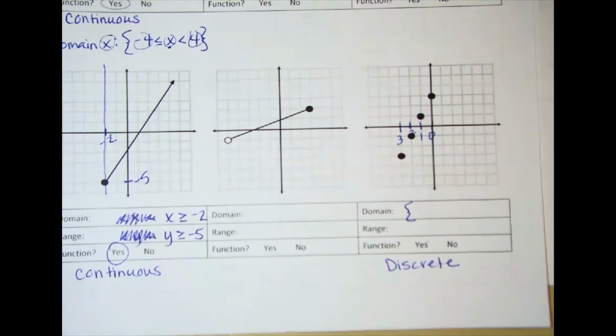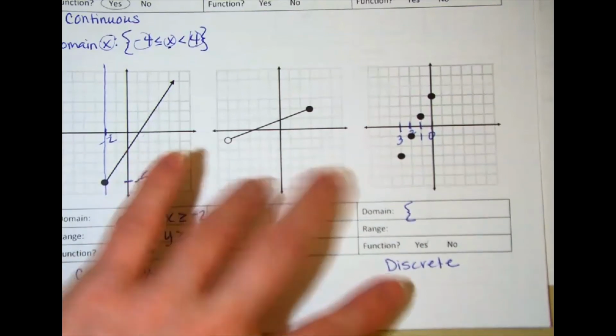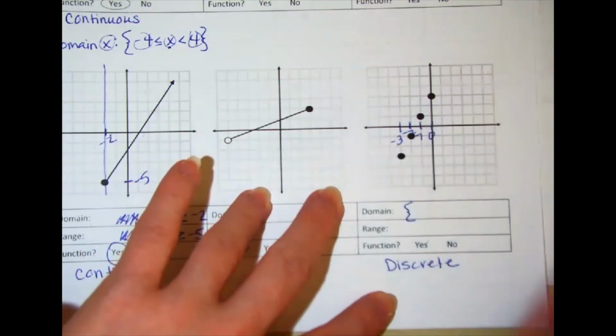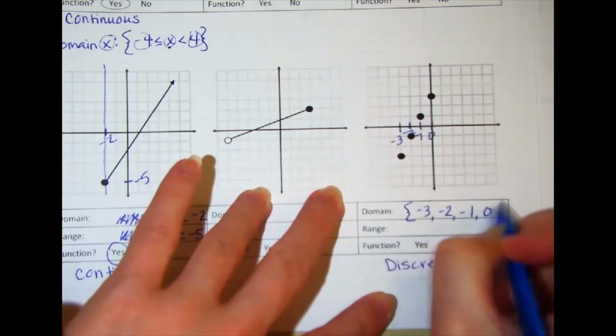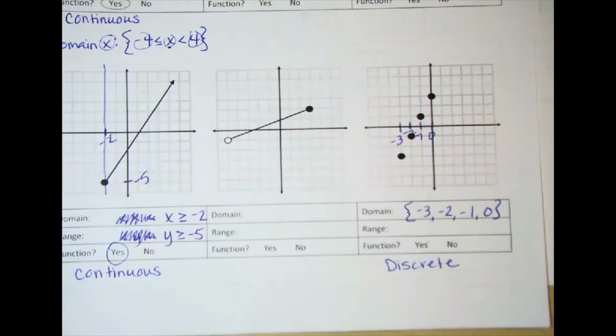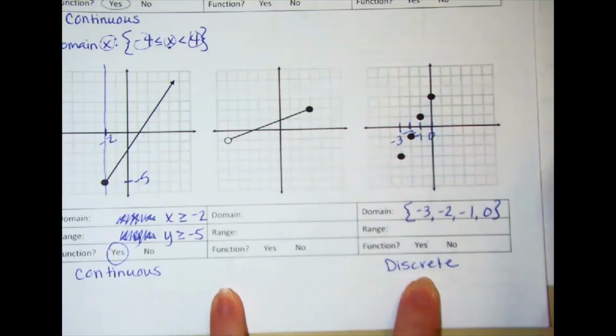We like to write our answers in order from least to greatest. Oh, those are all negative. My bad. So -3, -2, -1, and 0. So whenever you have a discrete function, right, your graph is disconnected and your domain and range is disconnected, and it's just a list of those individual values.